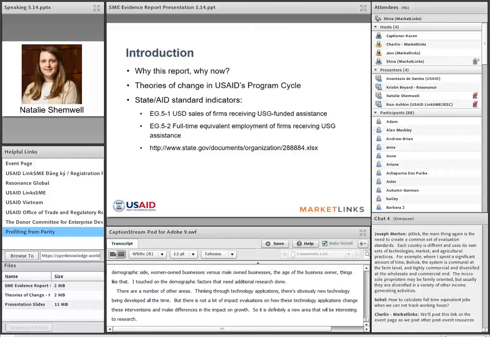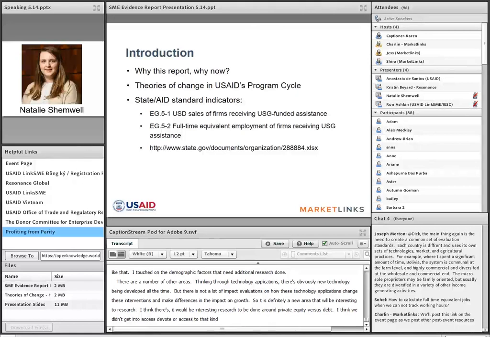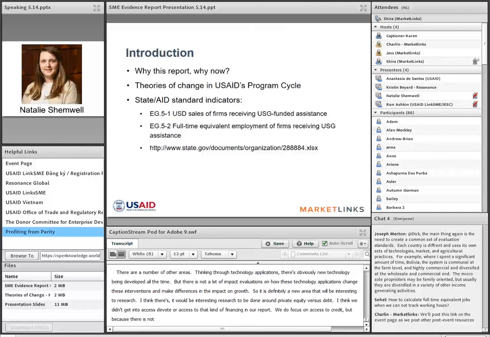I think there'd be interesting research to be done around private equity versus debt. I think we didn't get into access to equity or that kind of financing in our report. We do focus on access to credit, but just because there's not a lot of impact evaluations or information out there on the effects of private equity versus debt.